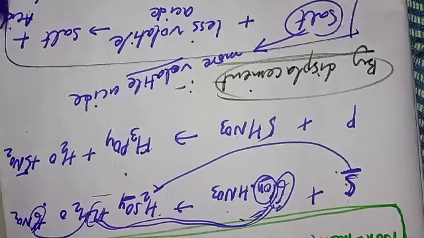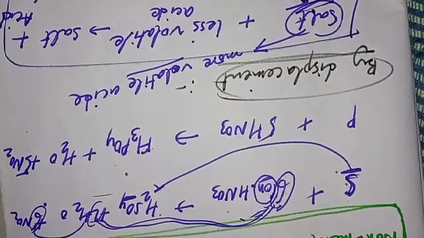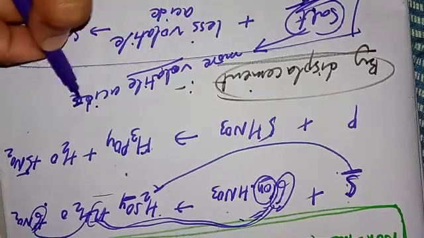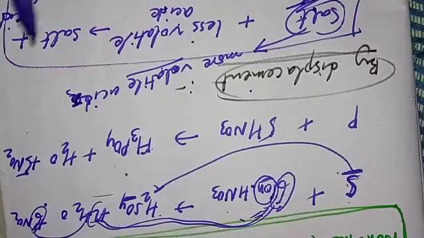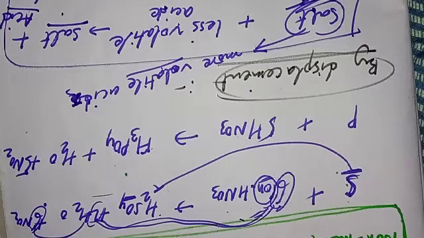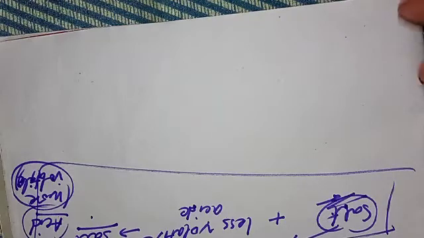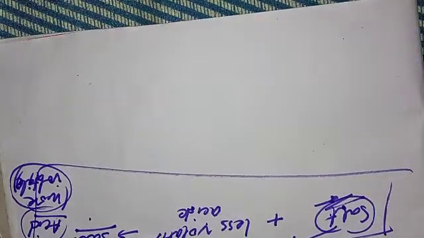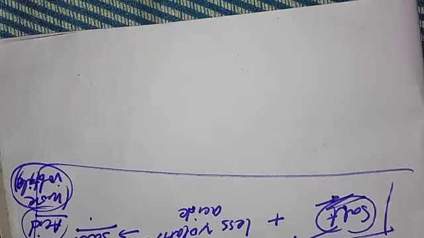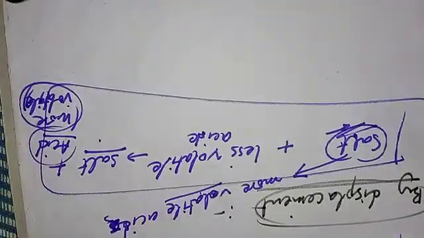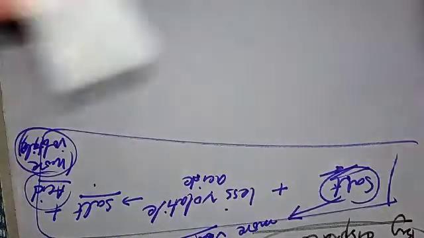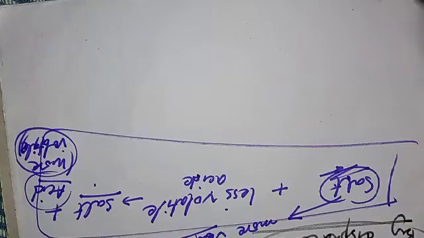So this is the structure. Salt of a more volatile acid, this is not an acid, it is a salt, plus less volatile acid will give you salt plus the acid which is more volatile. Now what does the term volatile mean? Volatile means that it evaporates easily. When you keep that acid in the open environment, it starts to evaporate. That is the meaning of volatile.